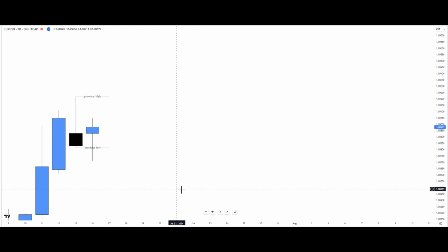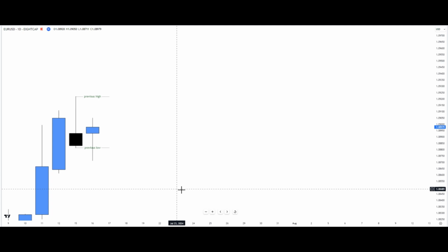So the next important level of liquidity we're going to be looking at is previous high or previous low. So when we look at previous high or previous low, we're simply looking at the previous high or low of a session, of a week, of a month, or a given day. We're not looking at anything beyond that.